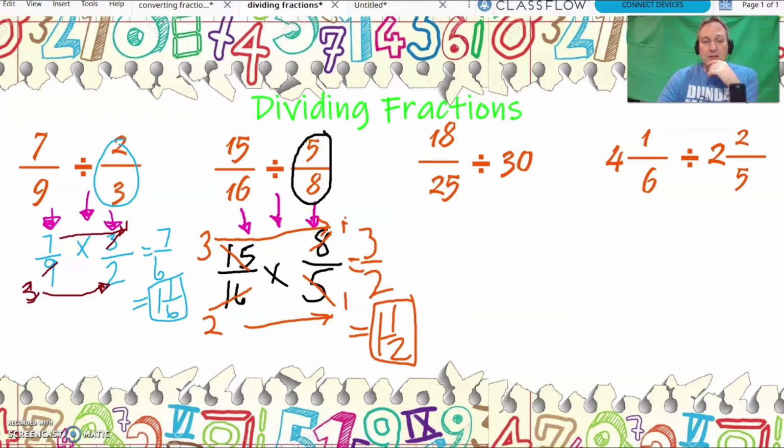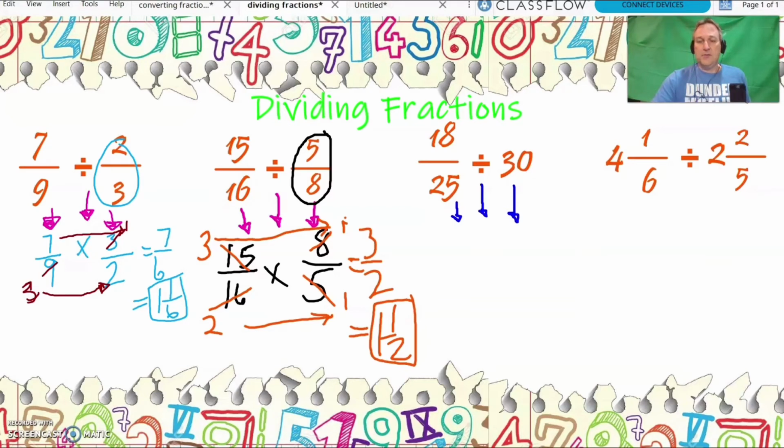I threw another one in here. This one's a little goofier because I threw a whole number in. Whole numbers are really easy to deal with. Basically, we're going to do the same thing we just did with the last problem. We're going to turn this into multiply, because remember, how do you divide fractions? You don't. Okay, so we're going to leave 18/25 alone. Let's write it down here.